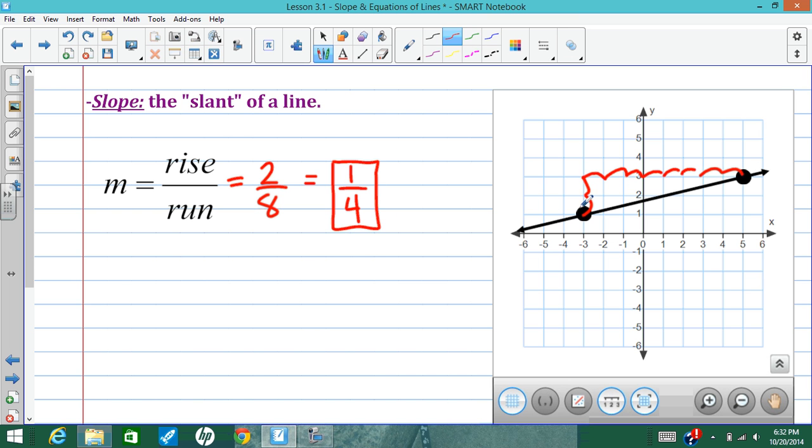That means for every unit I go up 1 and I go over 4. So I can even start at this point again, go up 1 and then over 4. 1, 2, 3, 4, and I'm back on the line. So hopefully this was review.